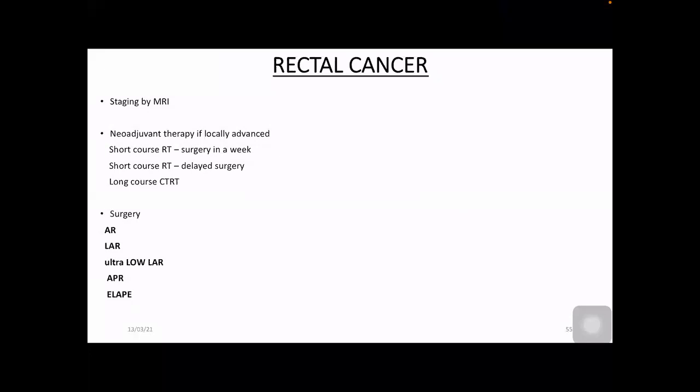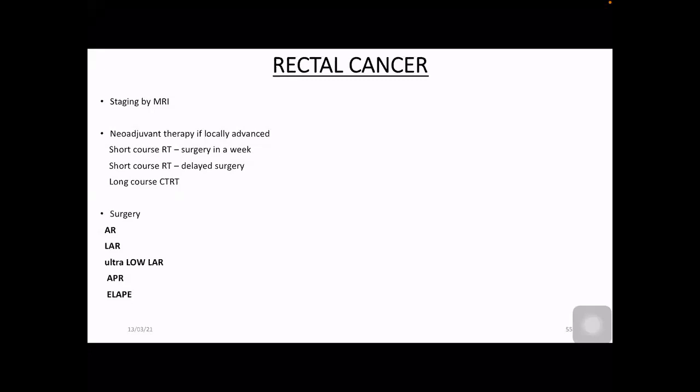Whereas in colon cancer, you can easily stage it by a CT abdomen and pelvis. For rectal cancer, you must do a rectal MRI for accurate staging, to know whether it's T1, T2, T3, or T4. So why do you need to do this staging by MRI?